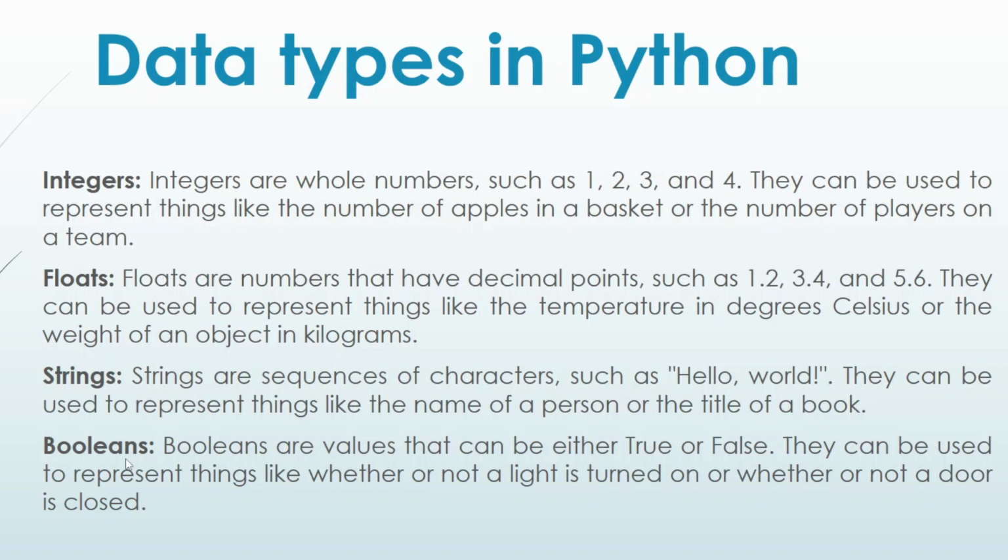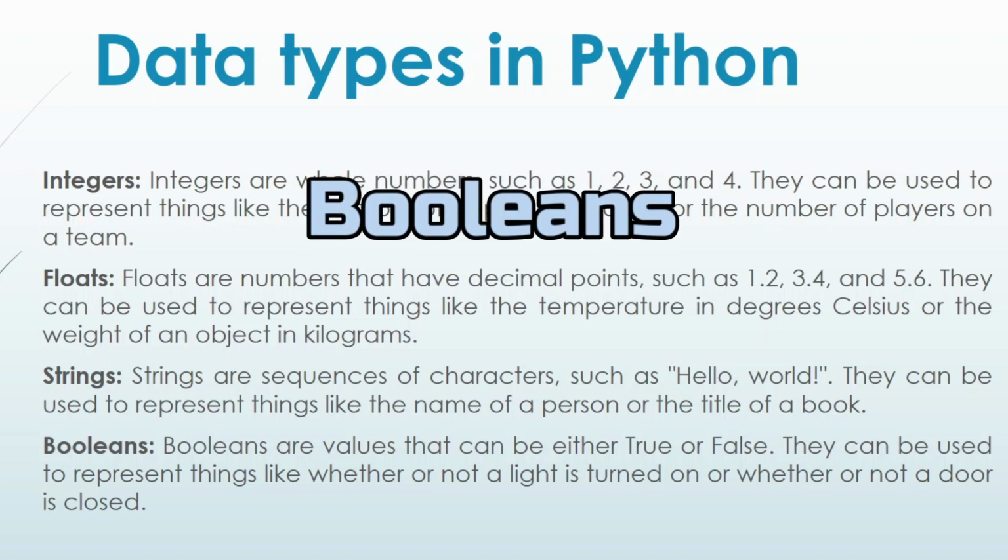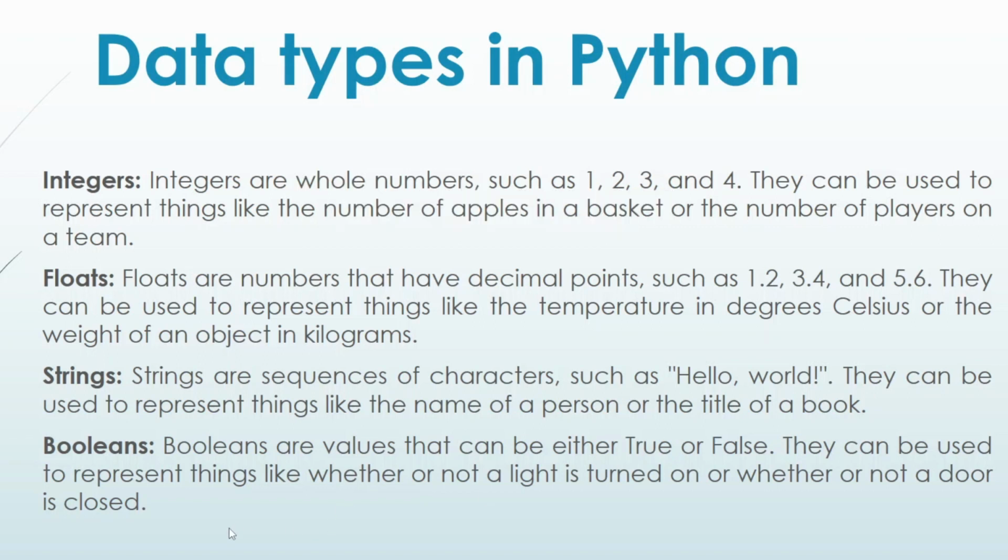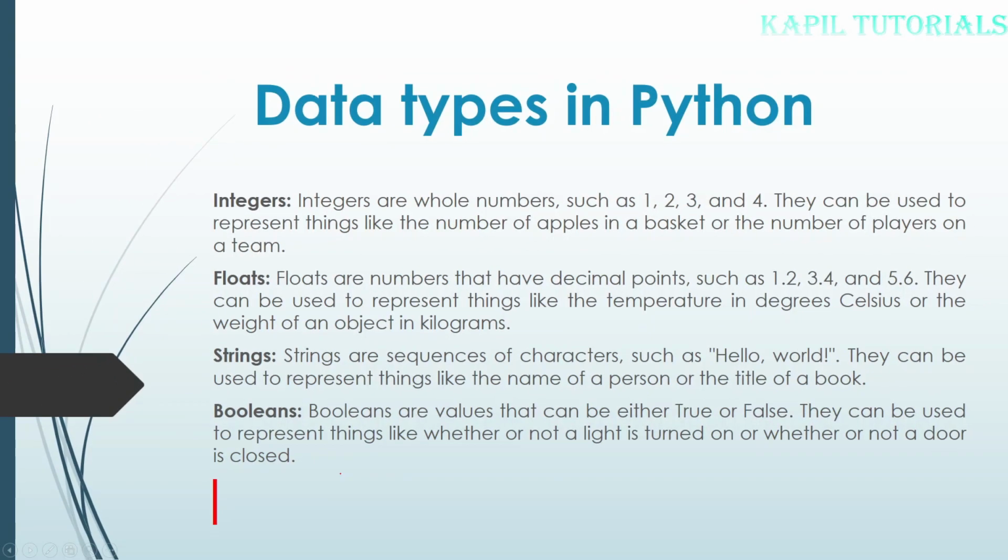Then booleans. Wherever we are using true or false, wherever there is a question with a true or false answer, that kind of data is called boolean. For example, suppose I write: is age greater than 4. In this case, the result will be either true or false. That means when we ask any question and the result can only be true or false, that kind of data is called boolean. I hope this is clear.